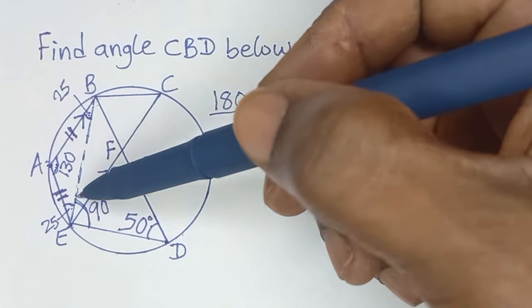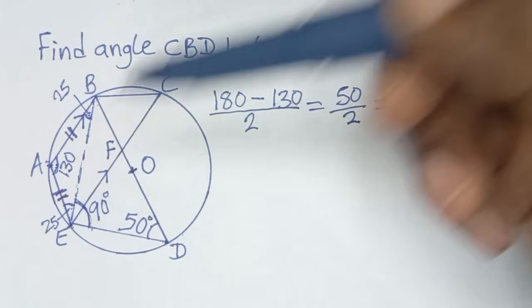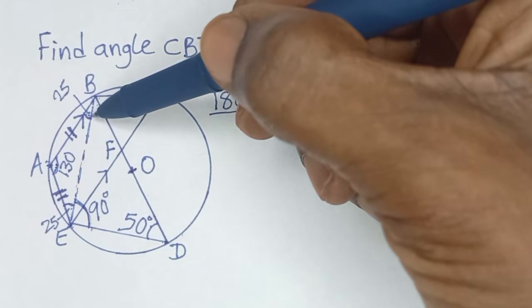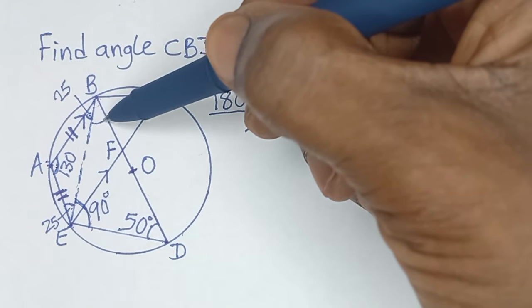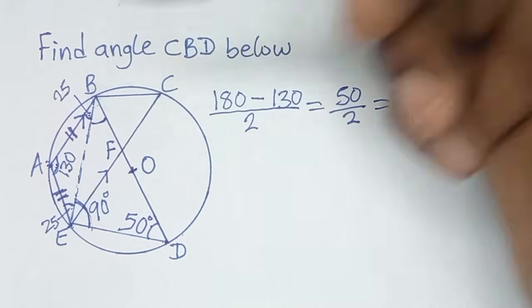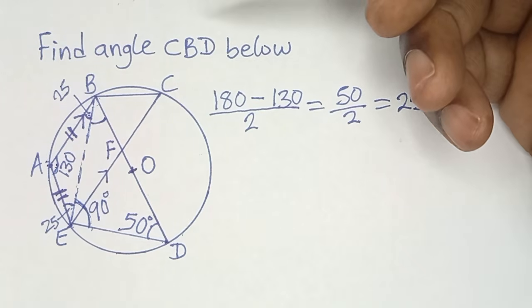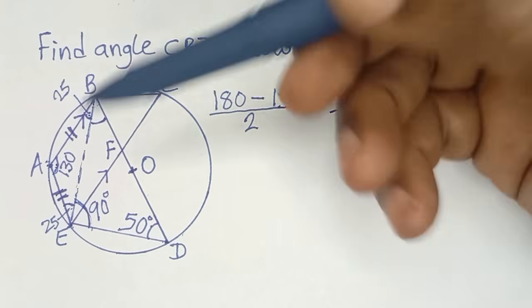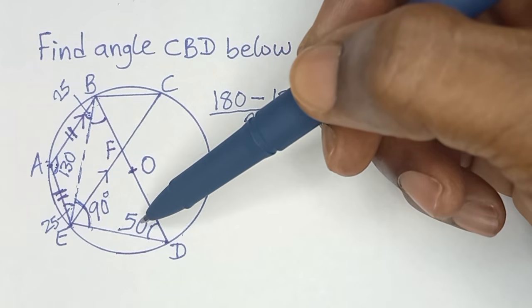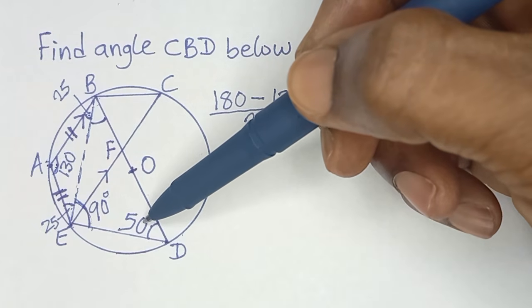Now that we have this as 90, you agree with me that we can find this angle here now. We can find this angle. Hope you are seeing that. For us to find this angle, what we just need to do is to subtract this from 90.